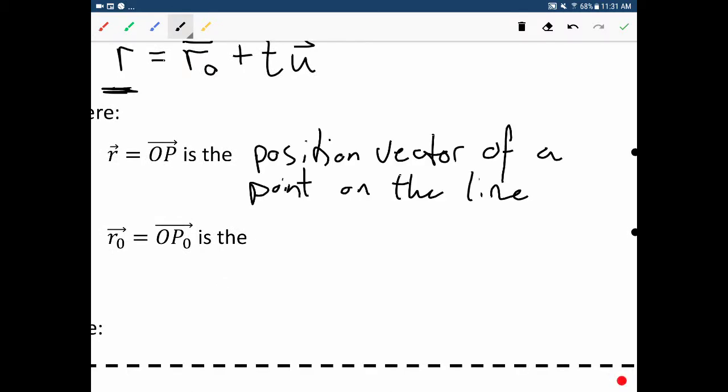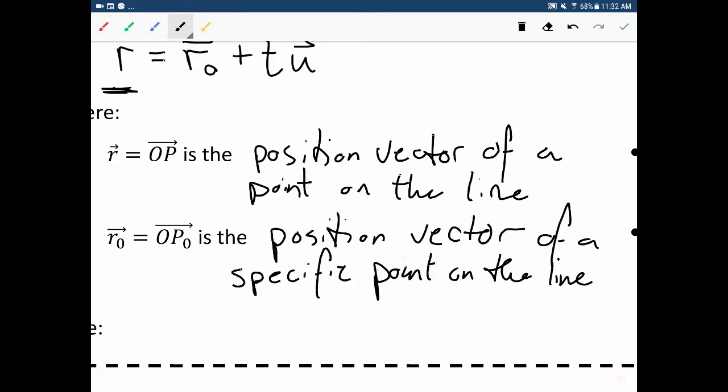Okay, so then the next thing is going to be R naught. So this is a vector that's going to point to a specific point that we know is on the line. It's exactly what I just said. It's a vector that points out to a point where we know where it is. Okay.